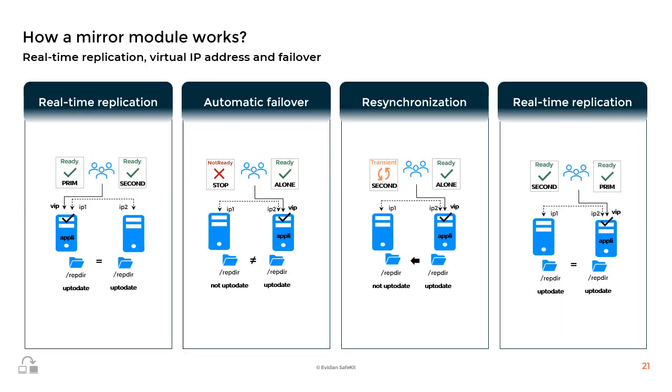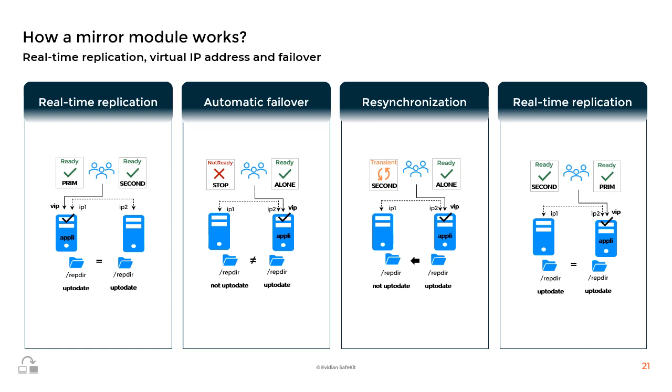Let's examine how a mirror module works and the associated states and colors in the console. At step 1 in the figure, the mirror module is running in the prim second state. The application runs only on the prim server, and the virtual IP has been set on its network interface. Only modifications inside files are replicated in real time.